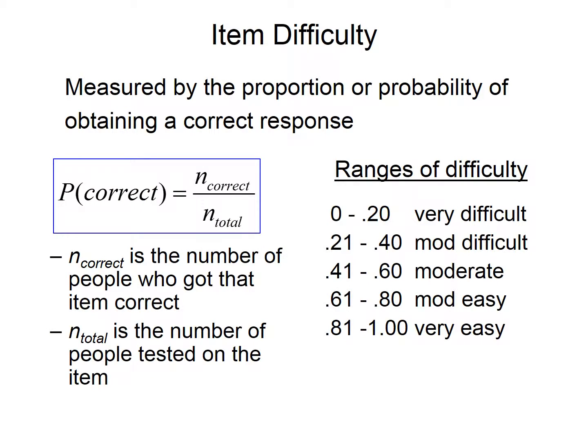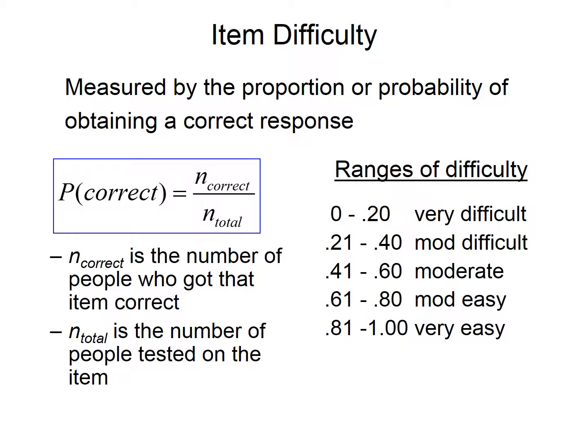Another quick equation we can use is just to determine item difficulty. So once we give out a scale with multiple items to a bunch of people, we can simply divide the number of people that got the item correct by the total number that took the test. So if we had 100 questions and everyone got them right, 100 divided by 100, that's 100%, 1.0. That's a very easy question.